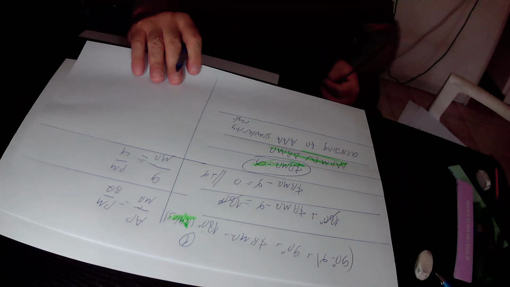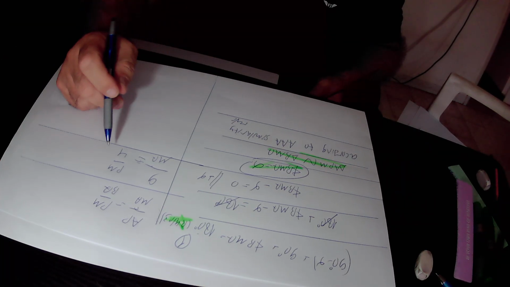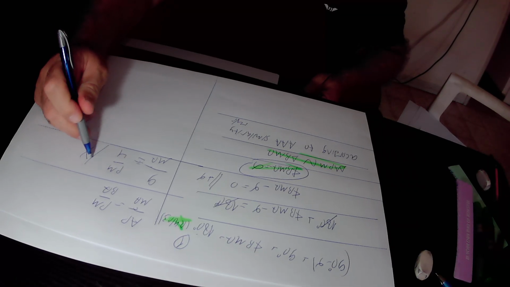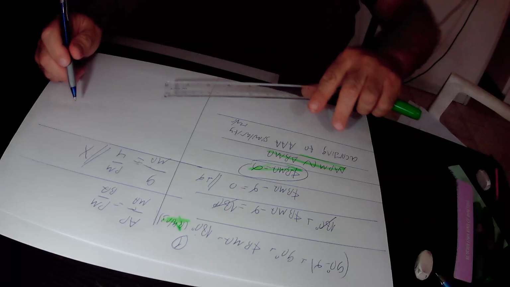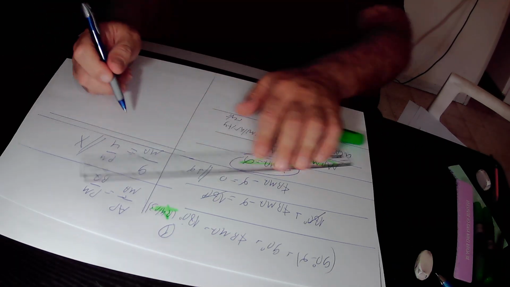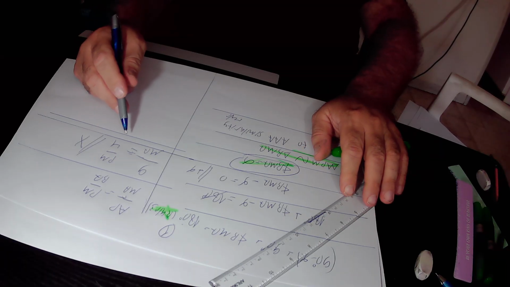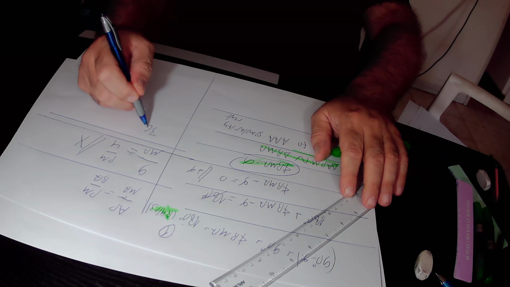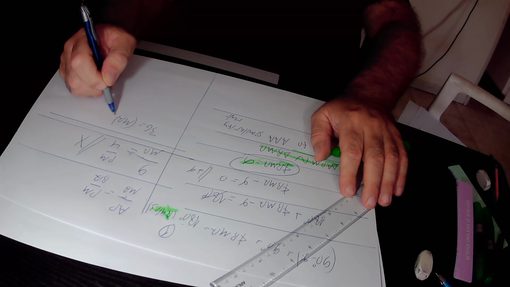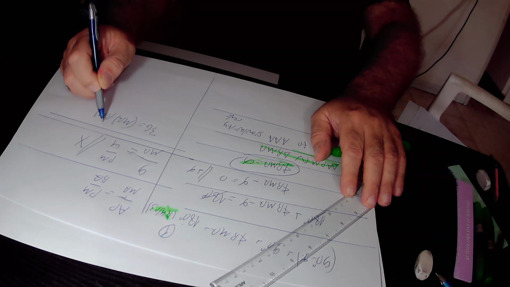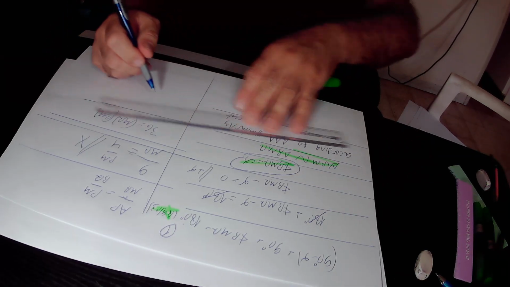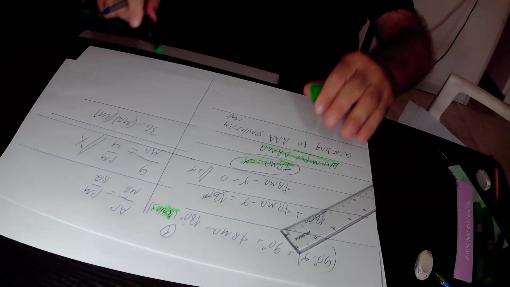So in total we found out that 9 over MQ equals PM over 4. Here we will cross multiply this equation. And finally we get that 9 times 4, that is 36, is equal to MQ times PM. And again we found out that MQ times PM equals 36.